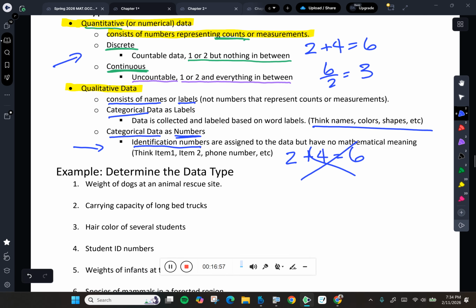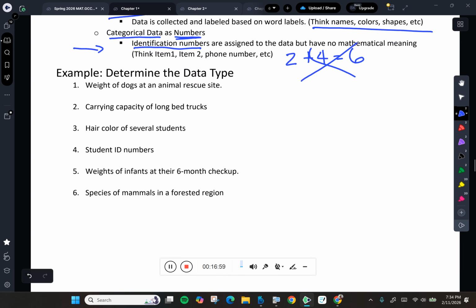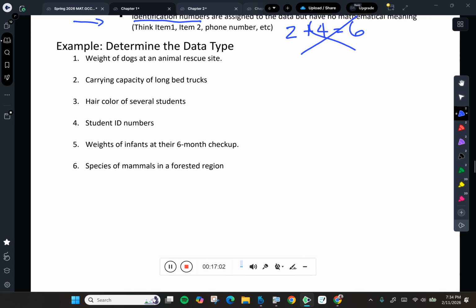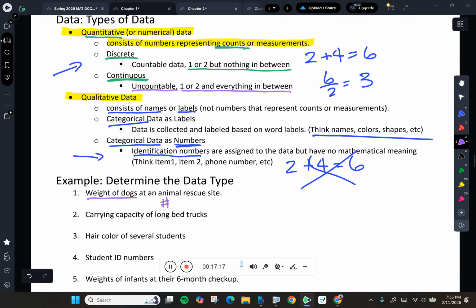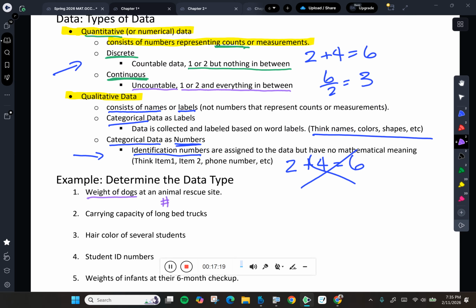They're a label. All right, we got 6 questions here where we're going to see if we can determine what type of data these are. The weight of dogs at an animal rescue. Well, those are going to be numbers. 4 pounds, 5 pounds, 6 pounds. Could you have 4.5 pounds? Sure, you can have a 4.5 pound dog. And if you had a 4.5 pound dog, that means you're looking at quantitative data. Specifically, you're looking at continuous quantitative data. So this would be continuous.